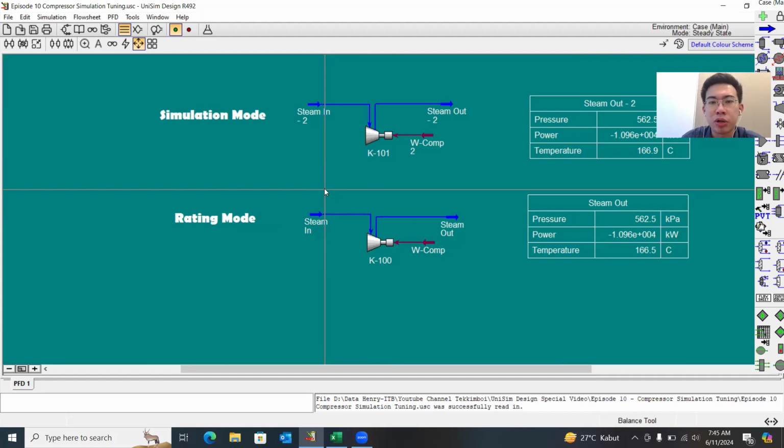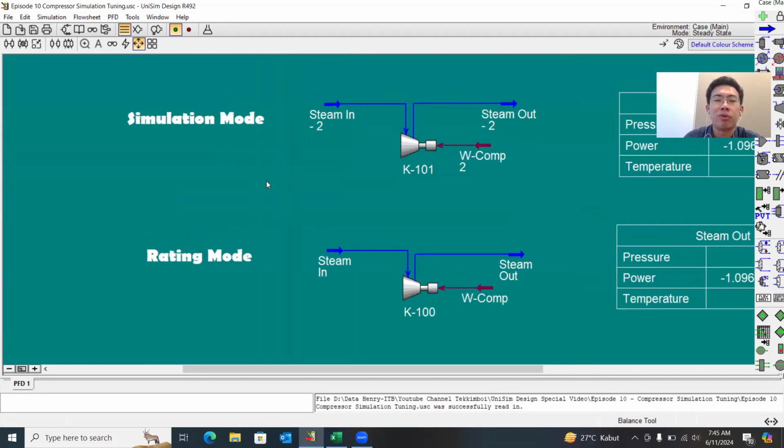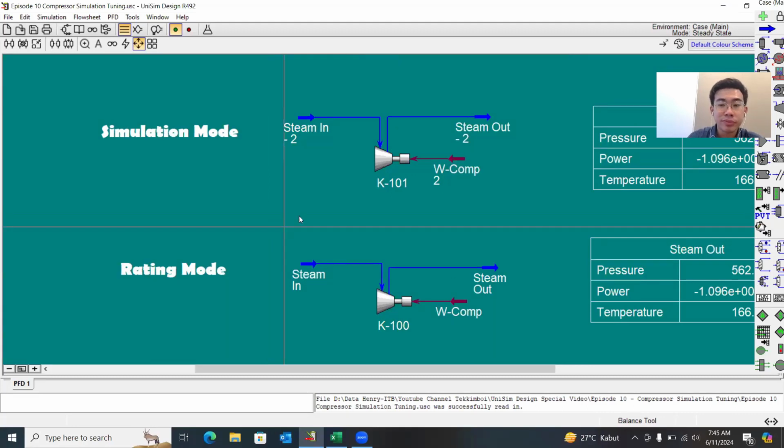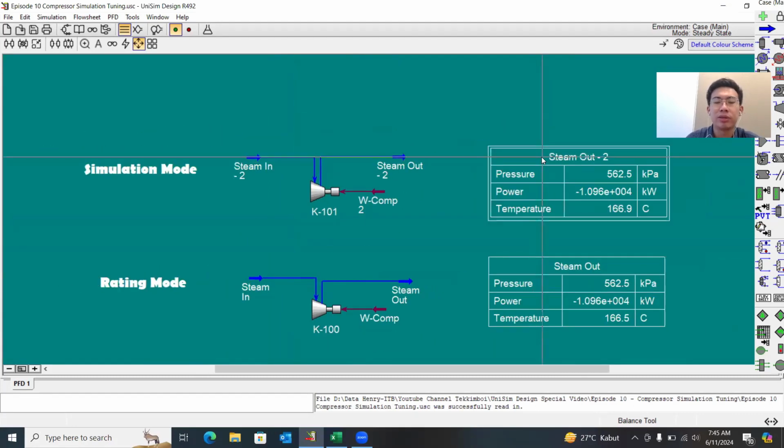In order to know how to tune, we need to know the effect of each input variable, so we know what to do if our simulation doesn't match the plant data. First I will go to the simulation mode, where this is the preliminary simulation. Usually we'll use this simulation mode. I have three variables to be observed. The first one is the outlet pressure, then the power of the compressor, and the outlet temperature.